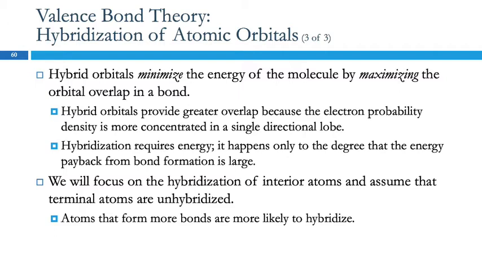Hybrid orbitals are going to minimize the energy by maximizing the orbital overlap. We'll see that these hybrid orbitals are a little more directional on one side of the atom, and so they can overlap better with another atom's orbitals. To hybridize does require energy, so it's only going to happen if you get a payback in energy by this nice stable bond forming. So what we're going to do is look at hybridization on interior or central atoms, and we're going to assume that the terminal atoms, the ones outside, are not hybridizing. They actually do, but we don't have to think about that. We can get what we need out of this model without thinking about that. So we're only going to look at hybridization of the central atoms.